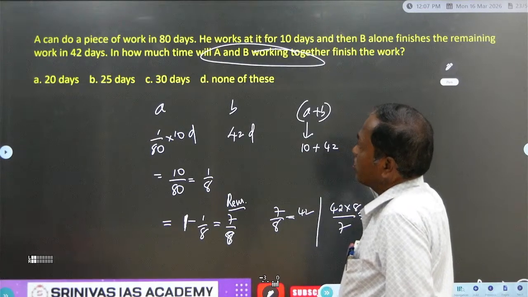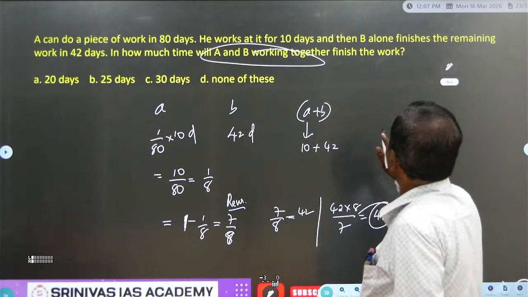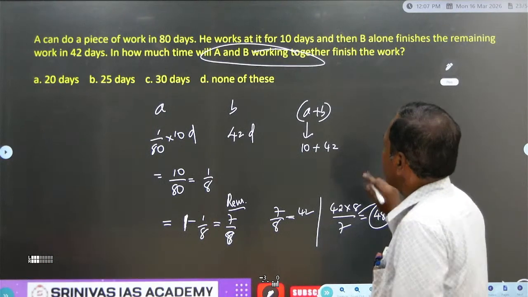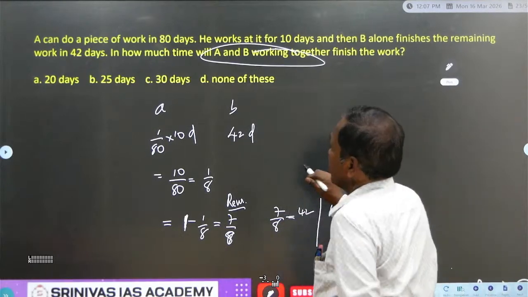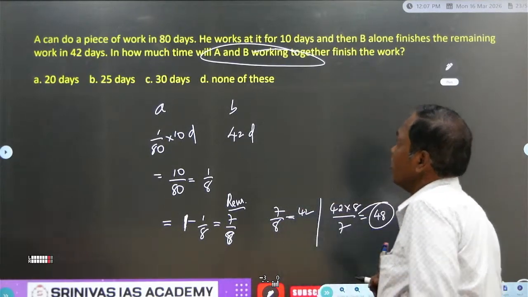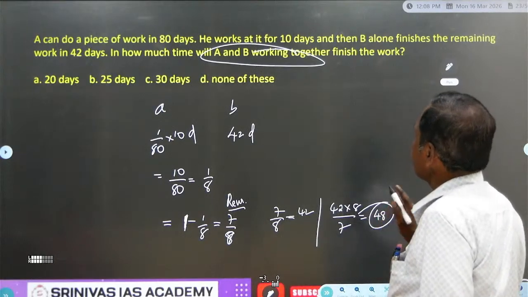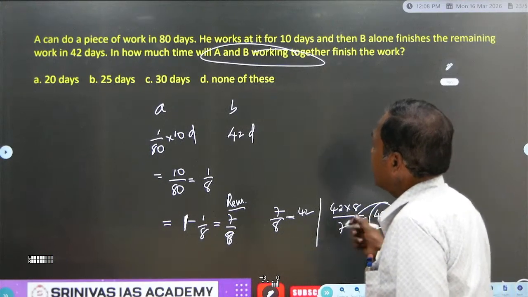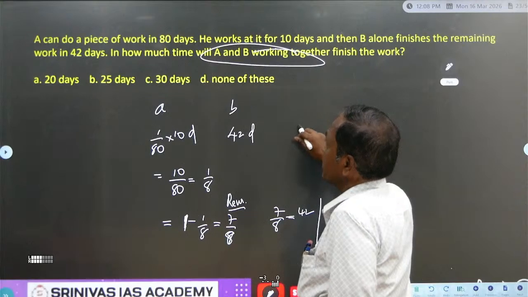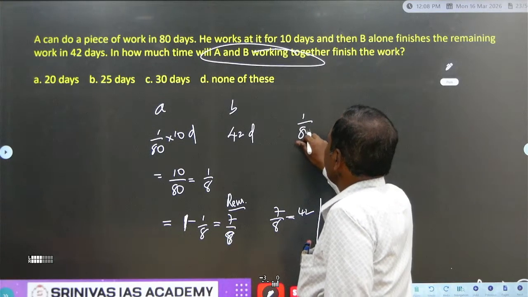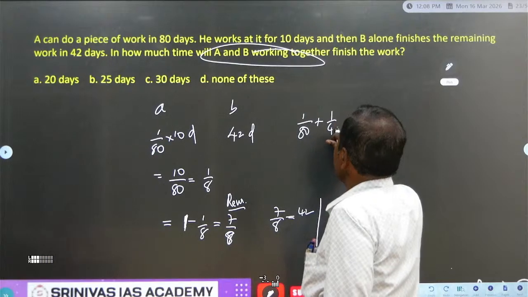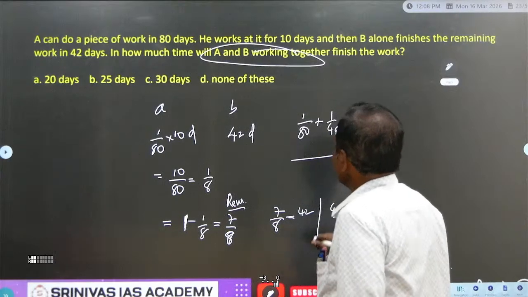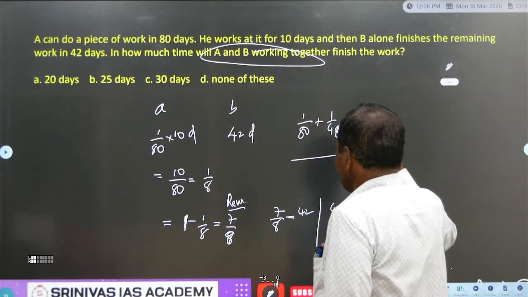So, what is it? Wait. B alone finishes the remaining work. In how much time will A and B working together finish the work? No, there are both meanings. 10 plus 42 is 52, should that happen there? I have to check the question. Sir, 7/8 plus 1/42?